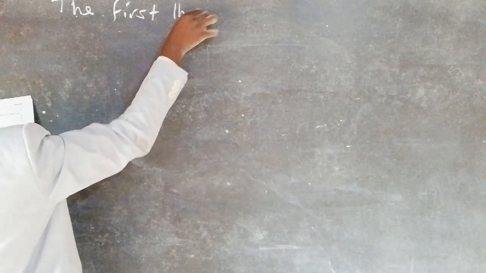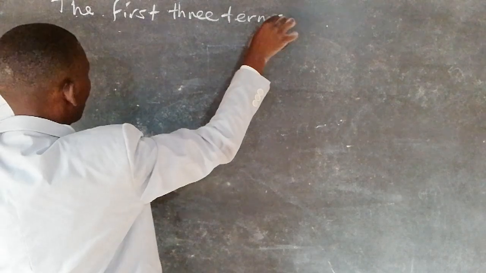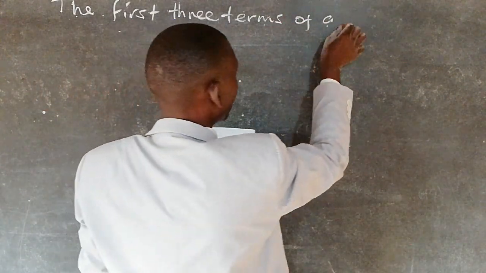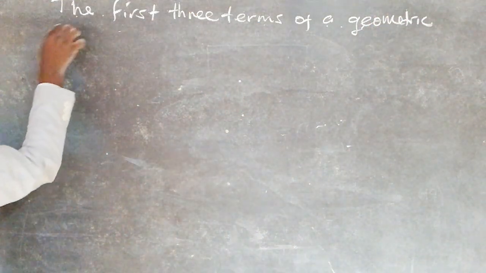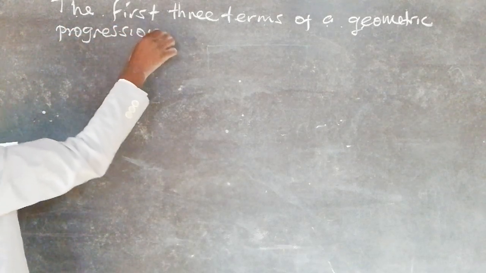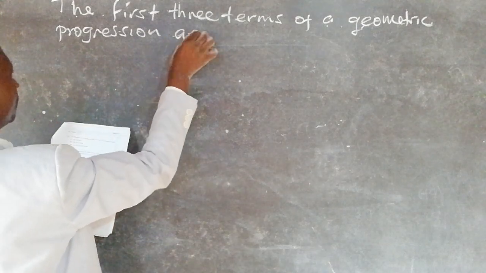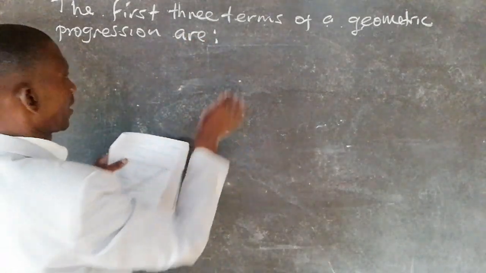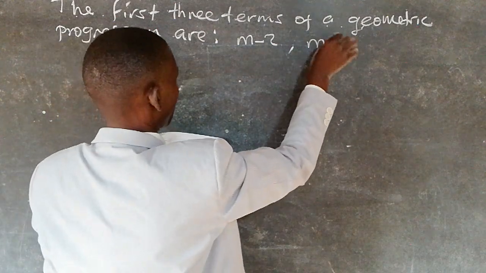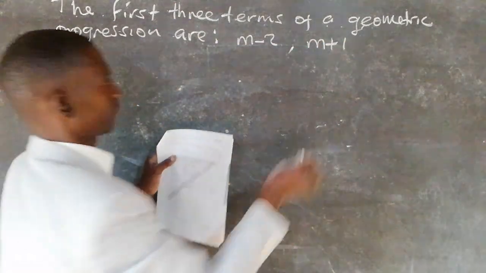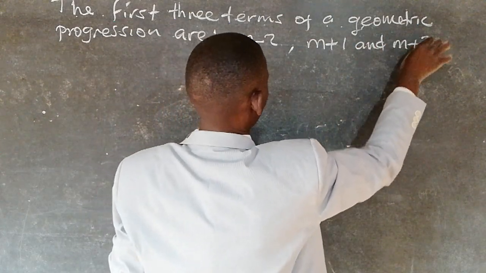So now, let me copy the question. The first 3 terms of a geometric progression are: the first one is m minus 2, followed by m plus 1, and m plus 7, the last one.